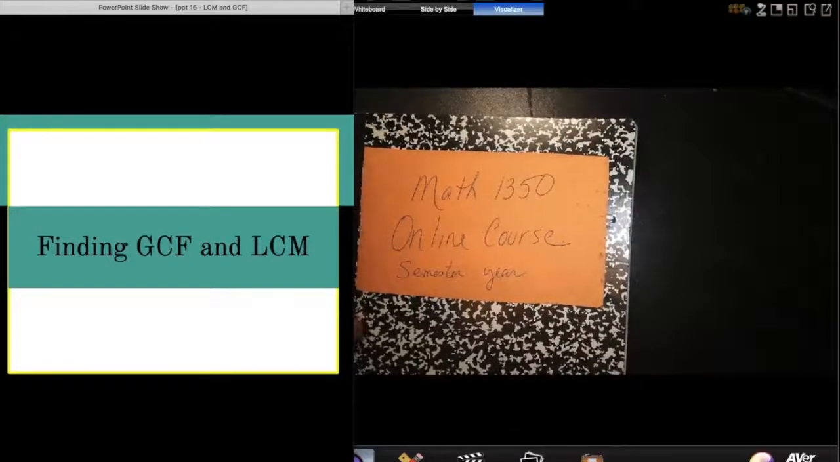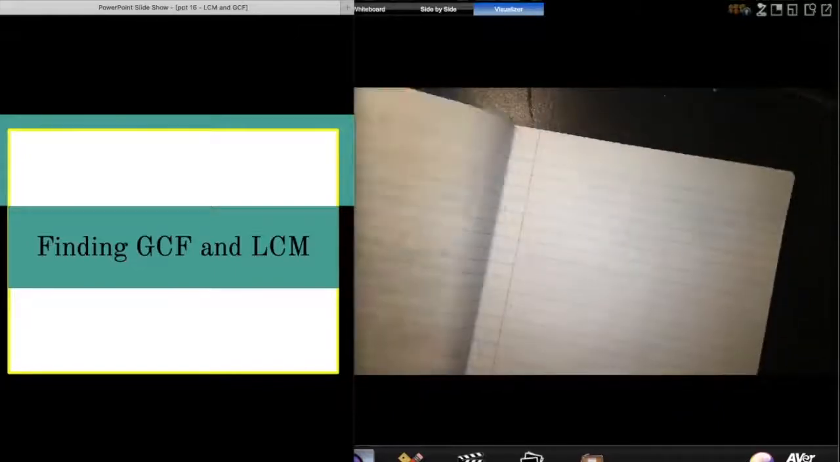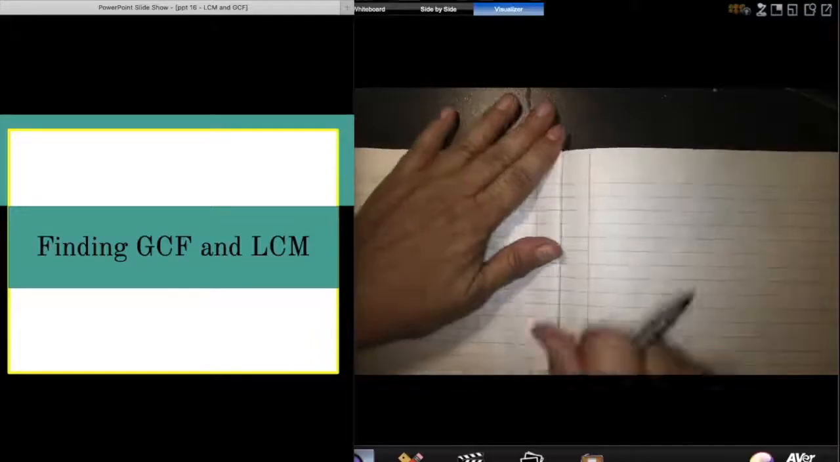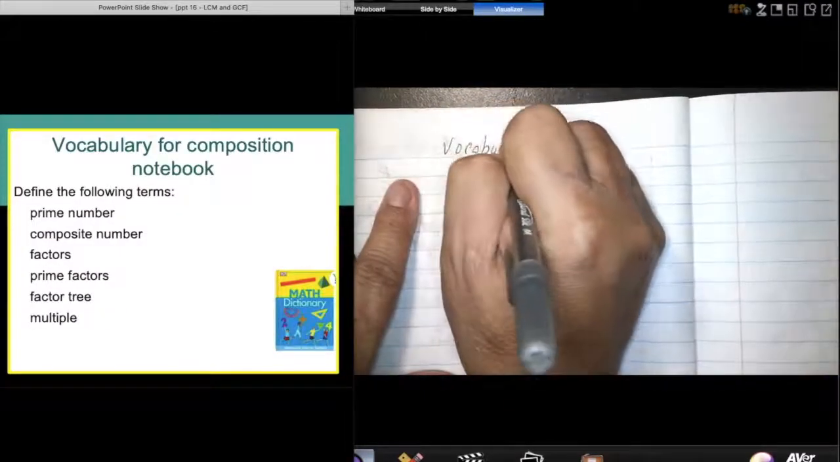Let's go ahead and begin the next unit, which is going to cover fractions, and begin the lesson on finding the GCF and the LCM using various strategies. Let's go ahead and open up our composition notebook. Find the next available page. So let's begin by looking at some vocabulary terms.